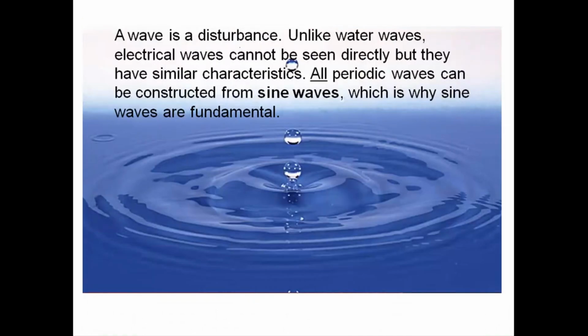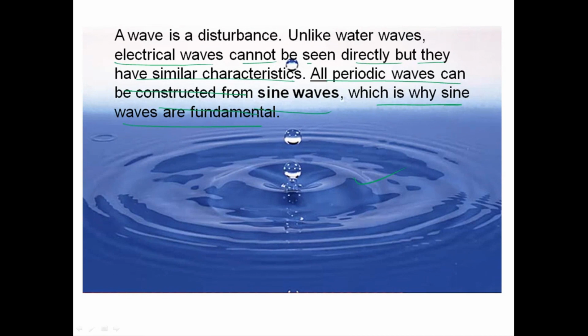A wave is a disturbance. Unlike water waves, electrical waves cannot be seen directly, but they have similar characteristics. In water, if you put a droplet, it gives you some waves, right? All these periodic waves can be constructed from sine waves only, which is why sine waves are the fundamental waves.